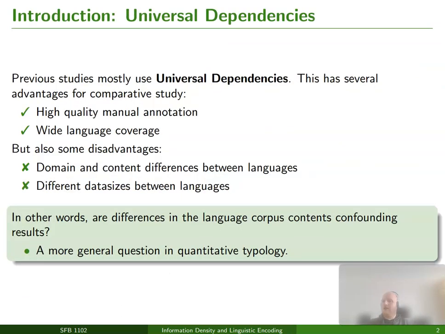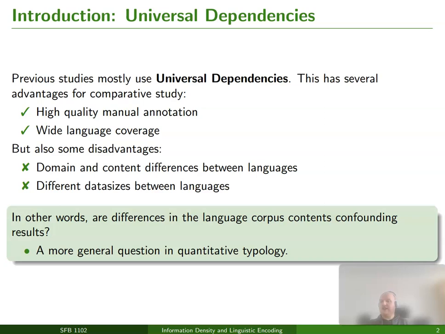Another thing we're interested in is corpus choice. Most previous studies use universal dependencies corpora, which have several advantages for cross-lingual comparative study. They have high-quality manual annotation, cross-lingually consistent annotation, and quite wide language coverage. There are drawbacks though. Domain and content can vary a lot between languages in UD. For example, some are mostly news text, others mostly poetry or epic prose, and so can the data sizes. In other words, could these differences be confounding results?